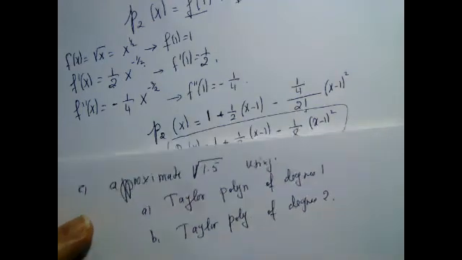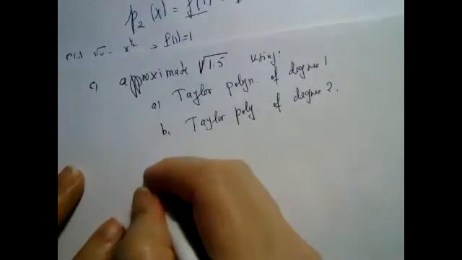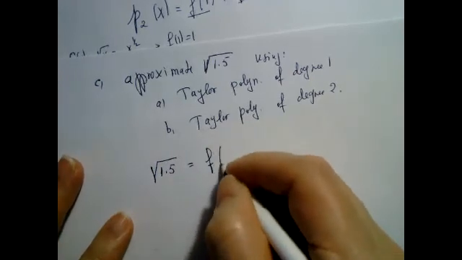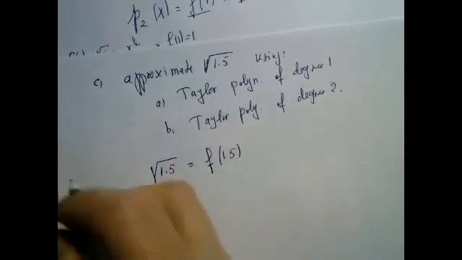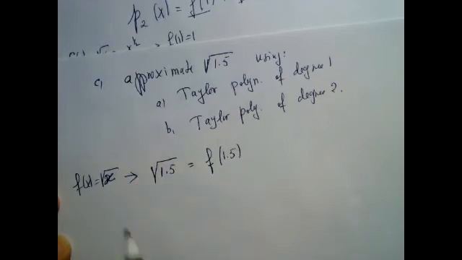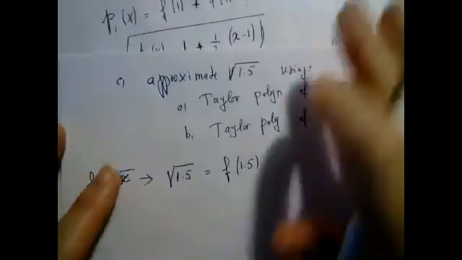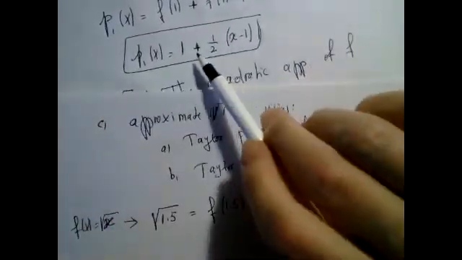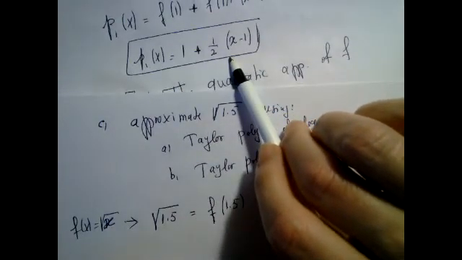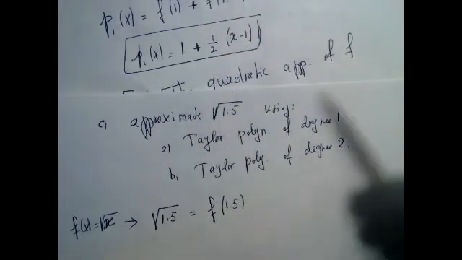Okay, so what do they mean by that? Let's note that square root of 1.5 is nothing more than the value of the function at 1.5, because f of x equals the square root of x. It means that square root of 1.5 is the value of the function. Now, how are we going to do the approximation? The approximation is simply the idea of plugging in 1.5 in the expression of the polynomial. And the values are supposed to be close to the actual value of the square root of 1.5.